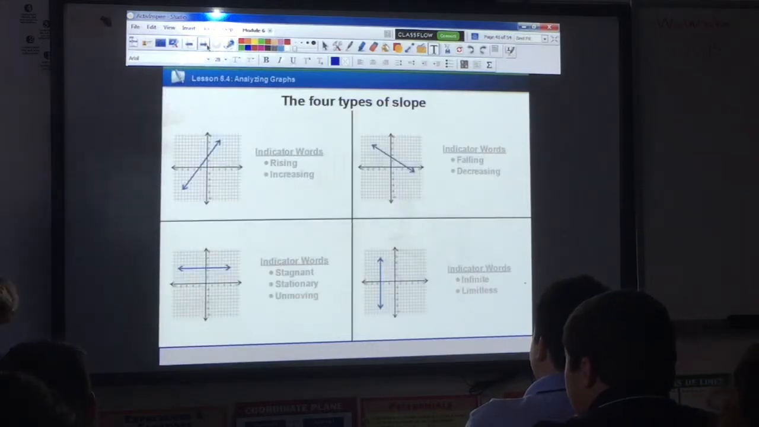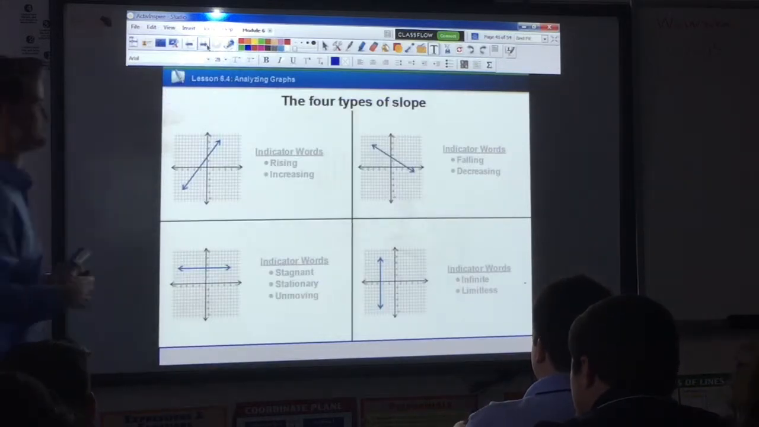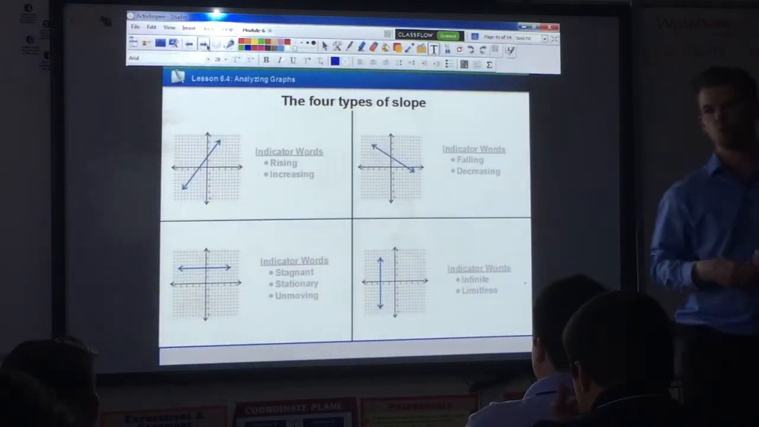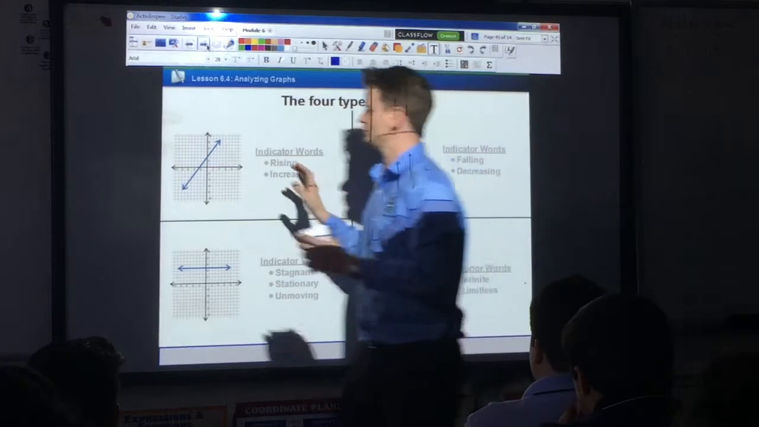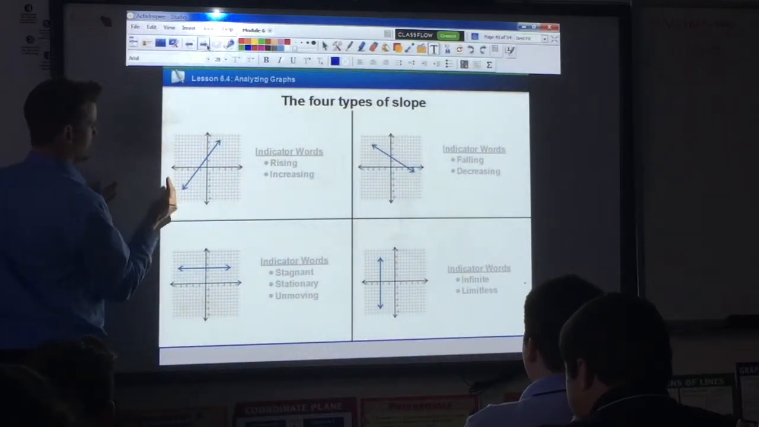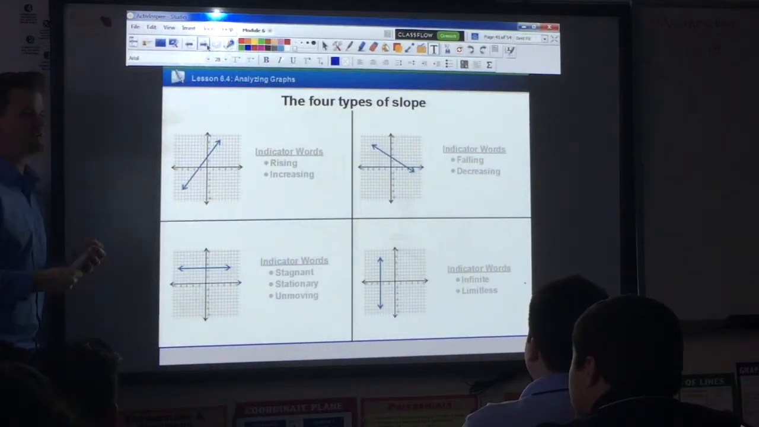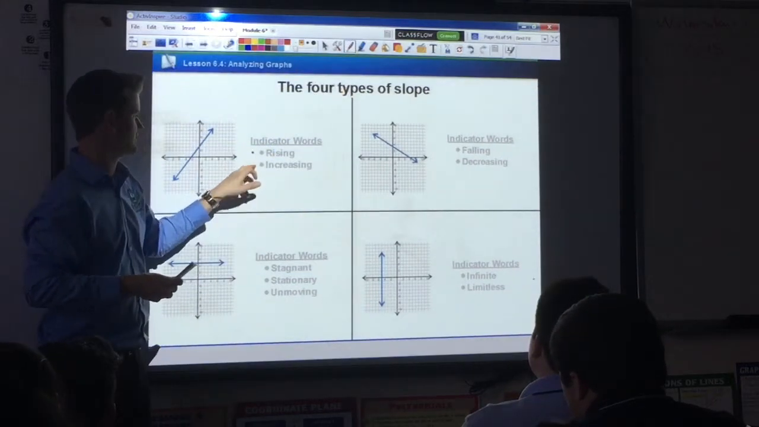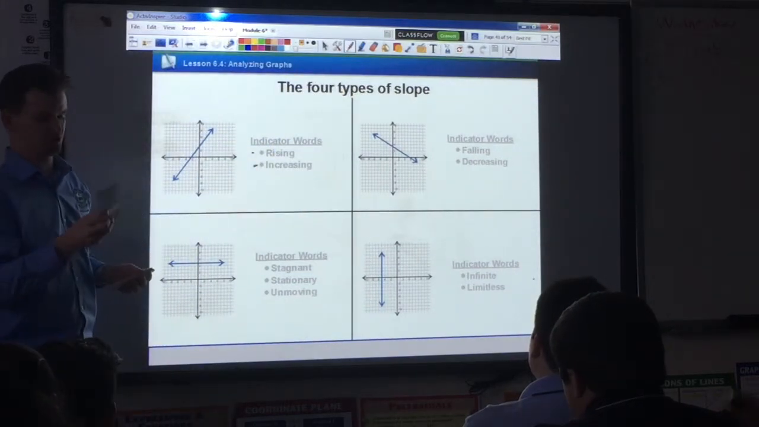Now, to understand the parts of a graph and what you're being asked from a graph, you have to go all the way back to the 4 types of slope, and you have to remember what they are. So if we look at this first one here, as we move from left to right, the line is going up. If we see this in a situation, we could see indicator words such as rising or increasing. This represents a certain type of slope.